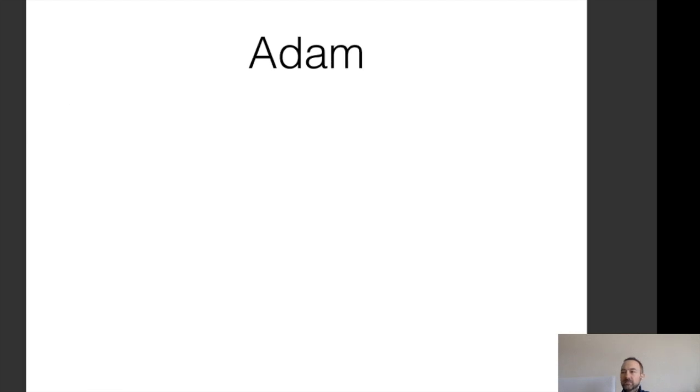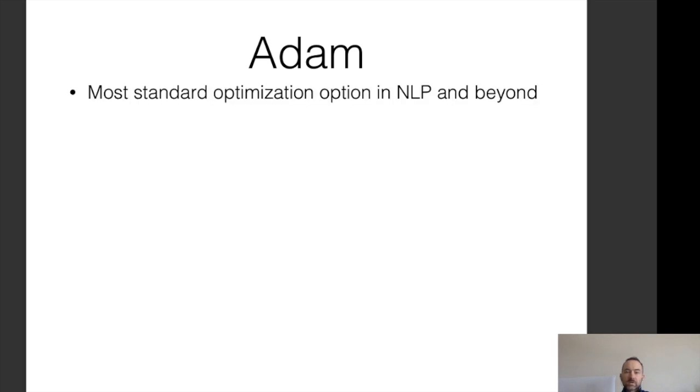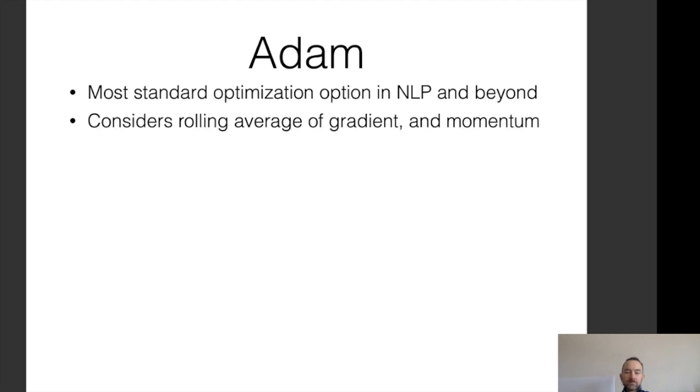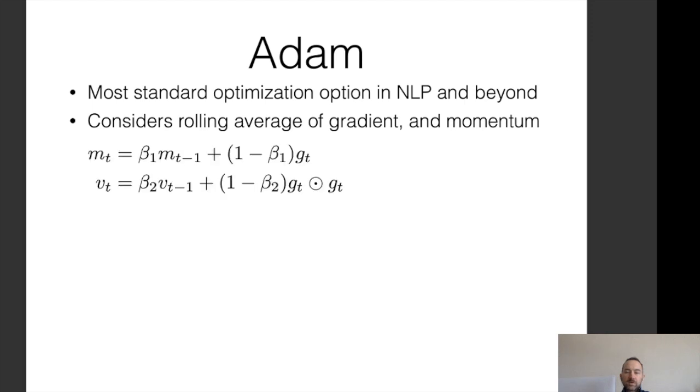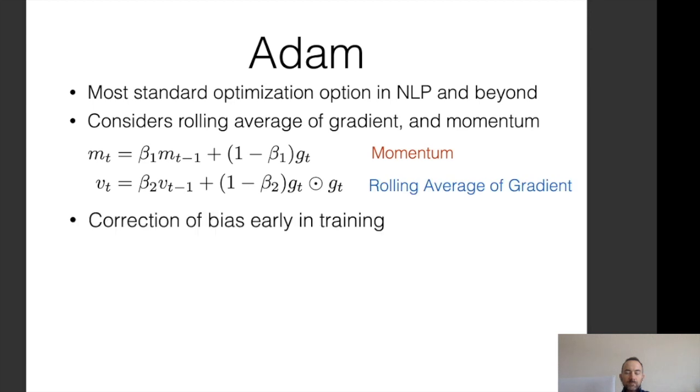And finally, I'd like to get to Adam, where Adam is the most widely used optimizer in most neural network learning algorithms today, and especially in NLP. And basically it considers both the rolling average of the gradient and the momentum. So we have the momentum term, m_t, which we have here with beta_1 and 1 minus beta_2, and the gradient term, the variance term. And we also correct for bias early in training.